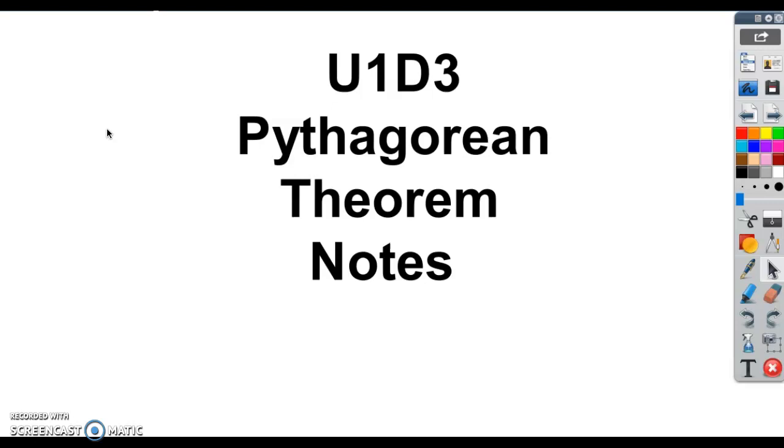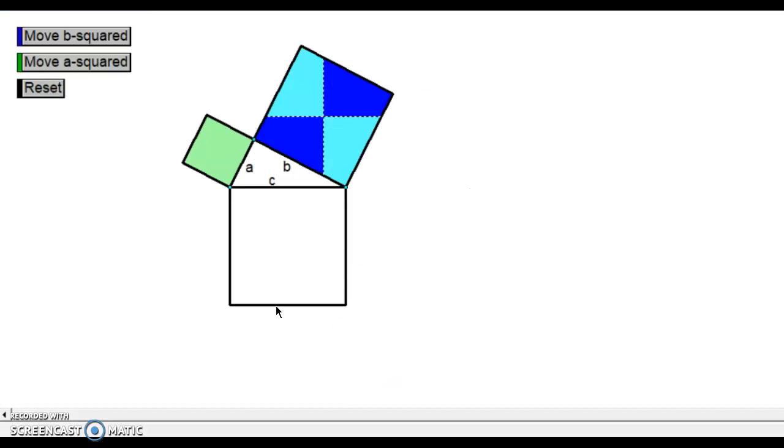So we're still in Unit 1. We're on day 3. We're going to learn about what's called the Pythagorean Theorem today. You may or may not have learned this back in Math 8 if you took Math 8. A lot of you guys did not, and that is perfectly fine. I'm going to start with an explanation.